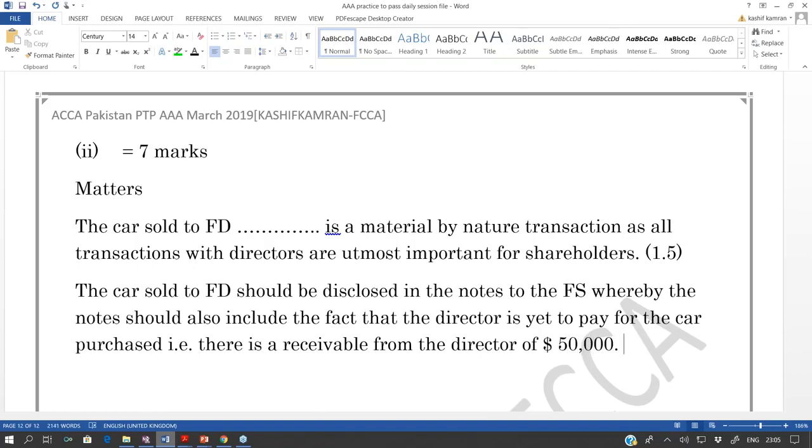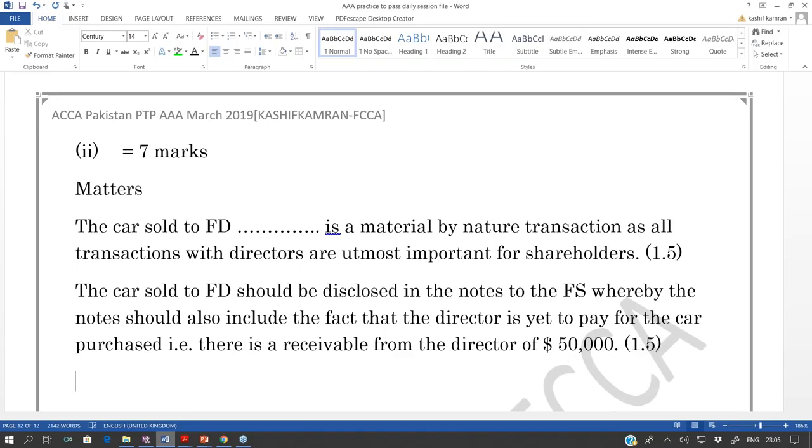So the finance director purchased the car, right? But he didn't pay for the car yet. That is still outstanding. So when you're writing a disclosure in the notes of this transaction, you should also be writing in the disclosure that the $50,000 is yet to be paid at the balance sheet date. So there is a related party receivable coming from this particular finance director. So I'm getting my 1.5 marks.